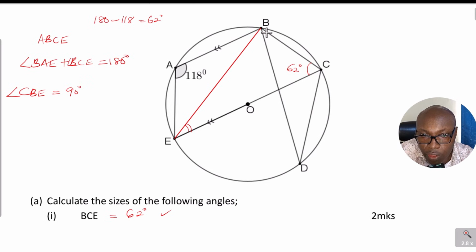What is the reason for that? Angle CBE is 90. That is the angle subtended by the diameter at the circumference.